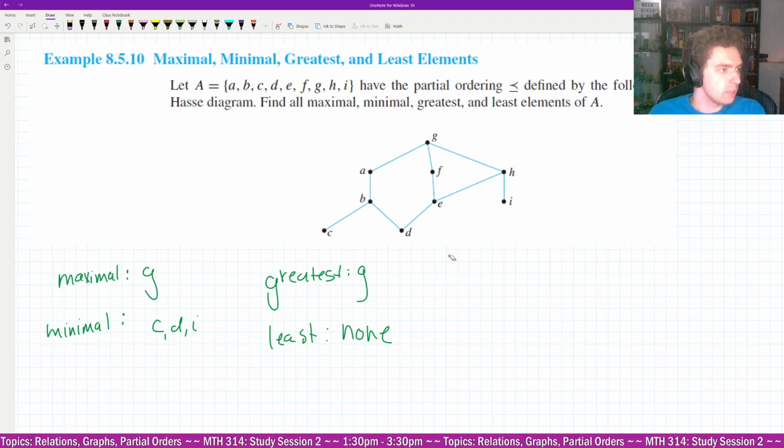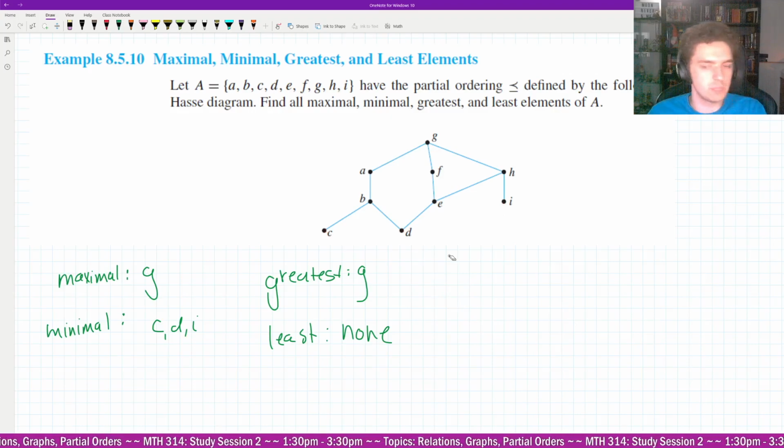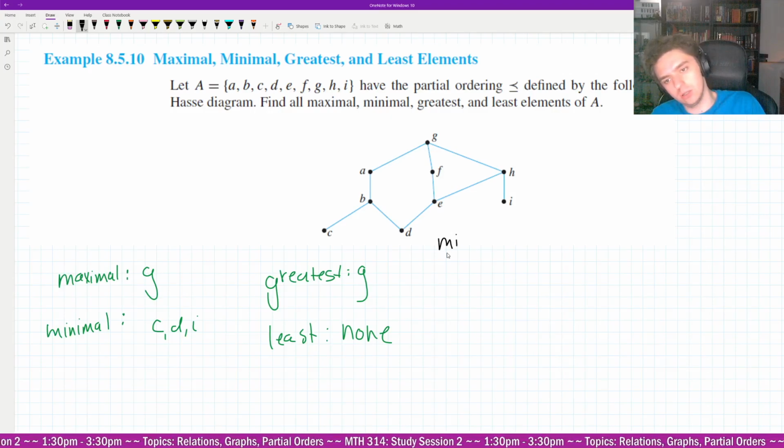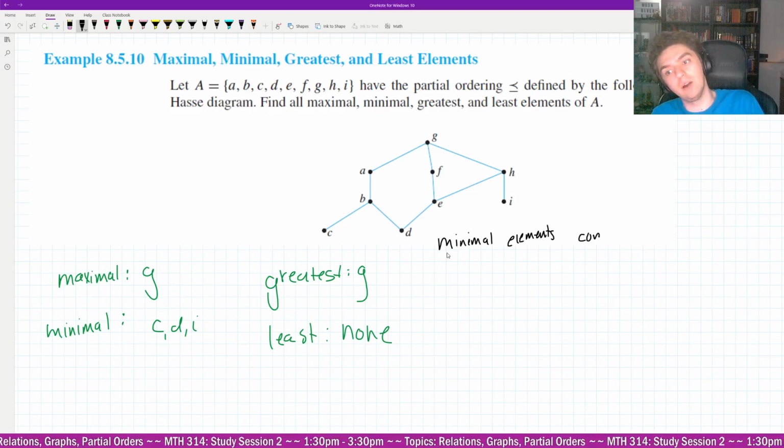If the question asks for the minimal elements compared to E, would it just be D? Okay, that's a good question. Yeah, minimal elements comparable to E would just be D. Just be D? Yes, would just be D. Yep. So the minimal elements that are comparable to E would just be D.